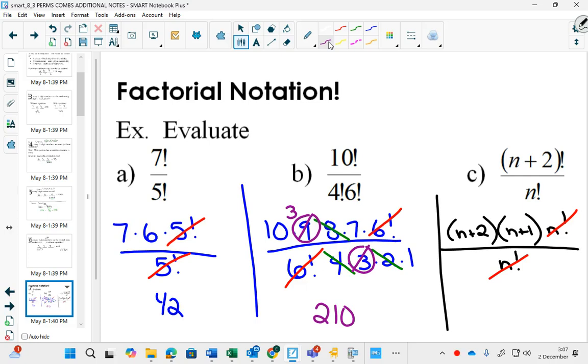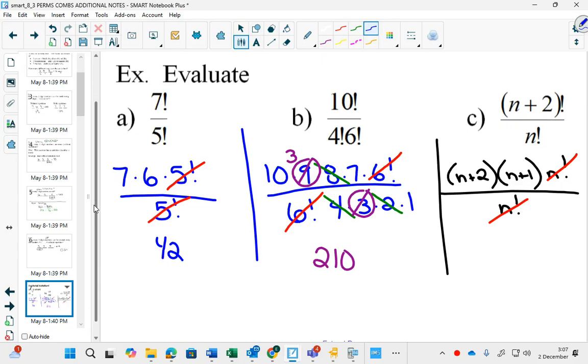Where I find students get into trouble with expanding the bigger one is if I would do something like this. Let's do this one.